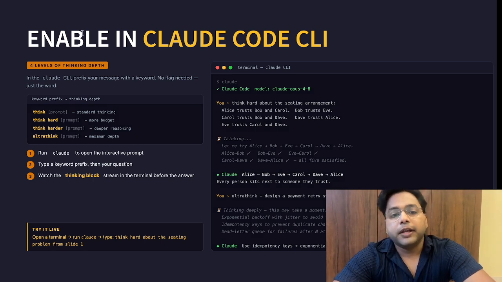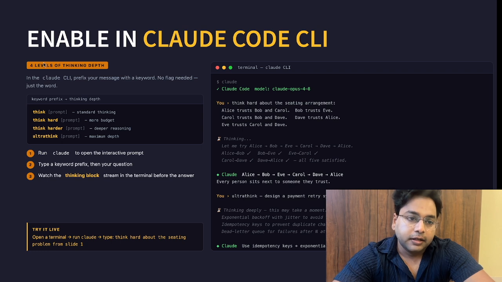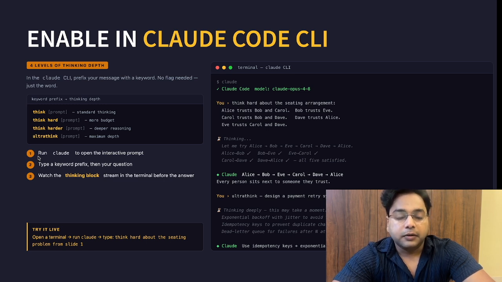So how do we enable it in the Claude Code CLI? There are 4 levels of thinking depth. In Claude CLI, we can prefix our messages with these 4 levels: think, think hard, think harder, ultra think. Then we can write a prompt starting with this prefix. One prompt can be "think hard about the seating arrangement." Another prompt can be "ultra think design a payment retry system." We can try it live also. I will show it next.